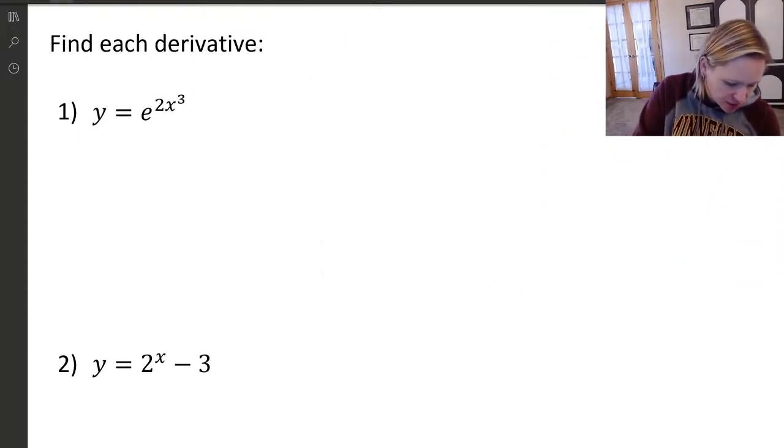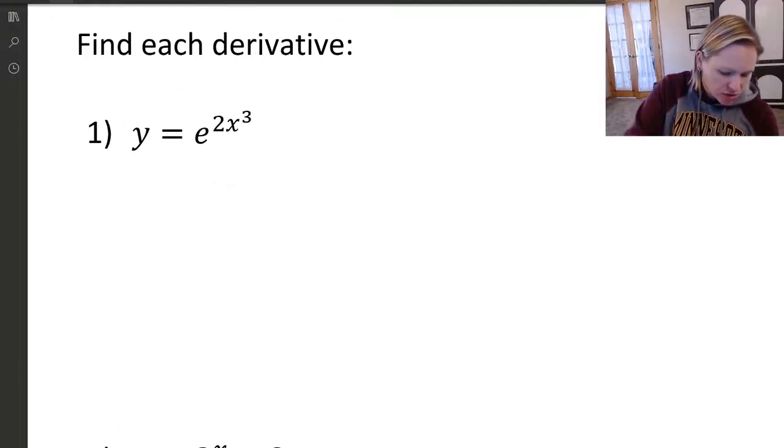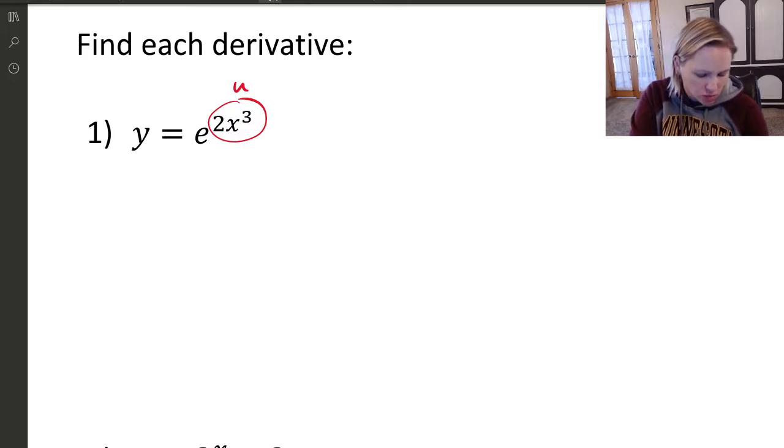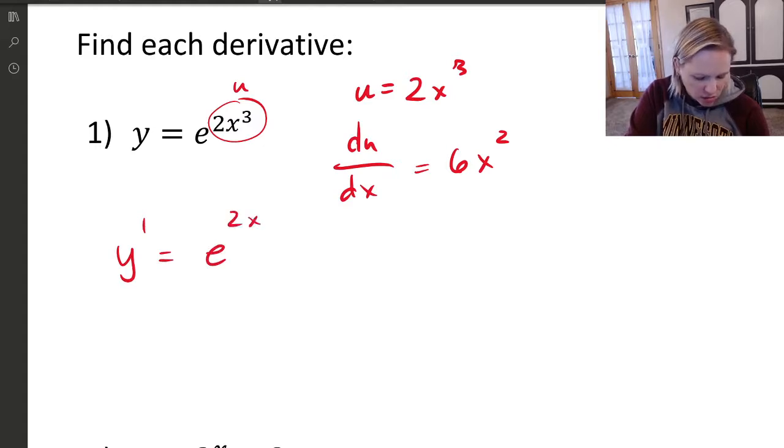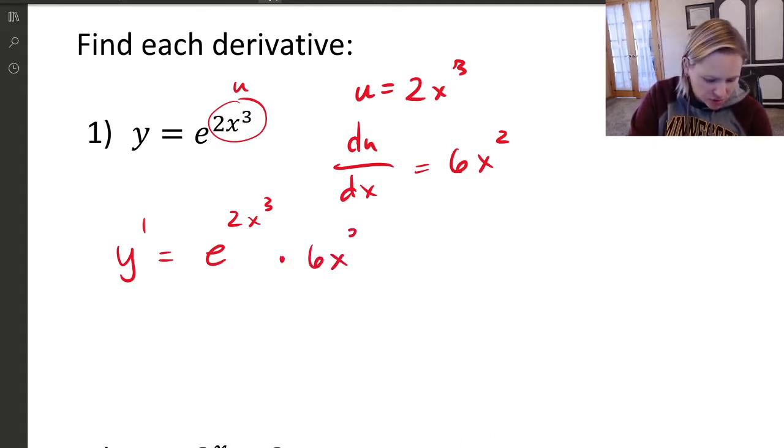So let's practice a little bit. Here we have e to the 2x cubed. The first thing I'm going to do is identify what u is, e to the u, right? So u is 2x cubed, which means du dx is 6x squared. So to find y prime, it's just e to the 2x cubed. Remember, it doesn't change. It's still just e to the u. That's part of the formula. But then I'm going to multiply it by 6x squared. And when I clean it up a little bit, I'm going to wrap this up in parentheses.